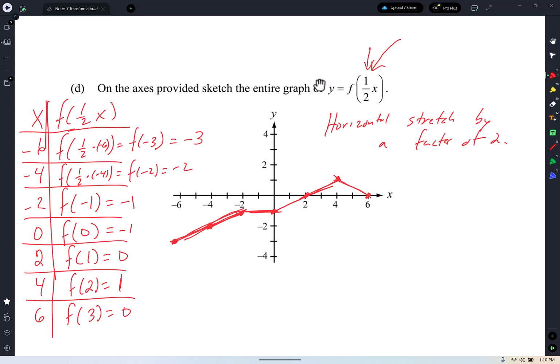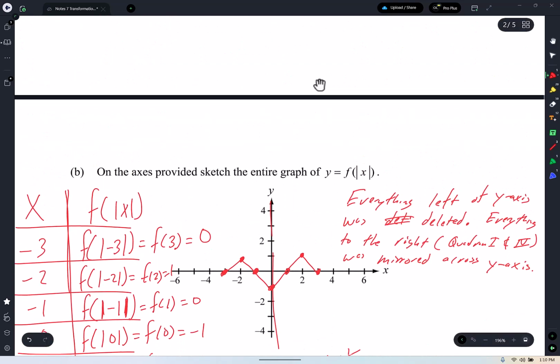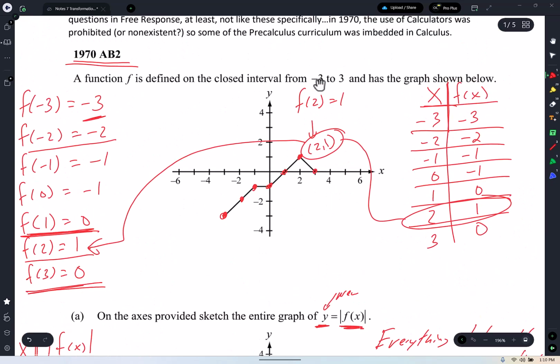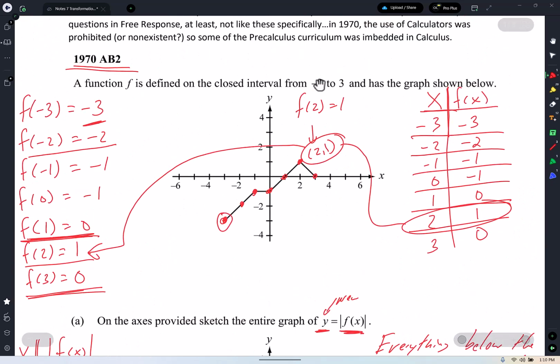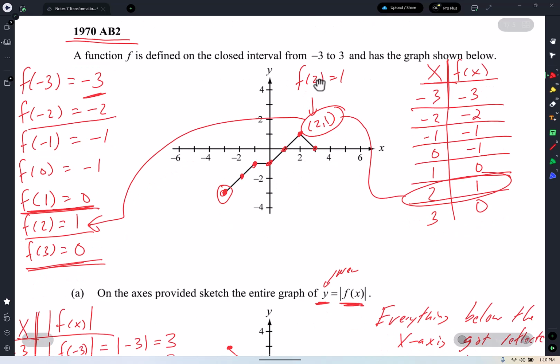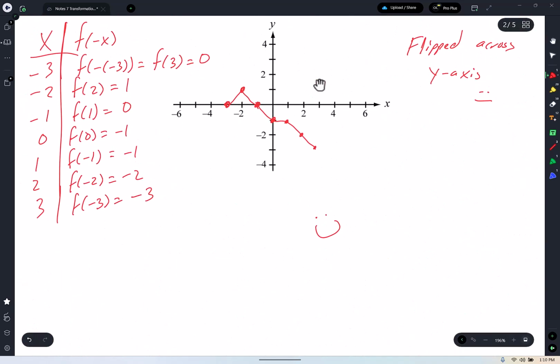So if you wanted to find your new x values, you take your original x values and you multiply them by 2. So this point right here, negative 3, you multiply it by 2, and you're going to be at negative 6, but you keep the y value the same. You know what I mean? So that's how we know that.